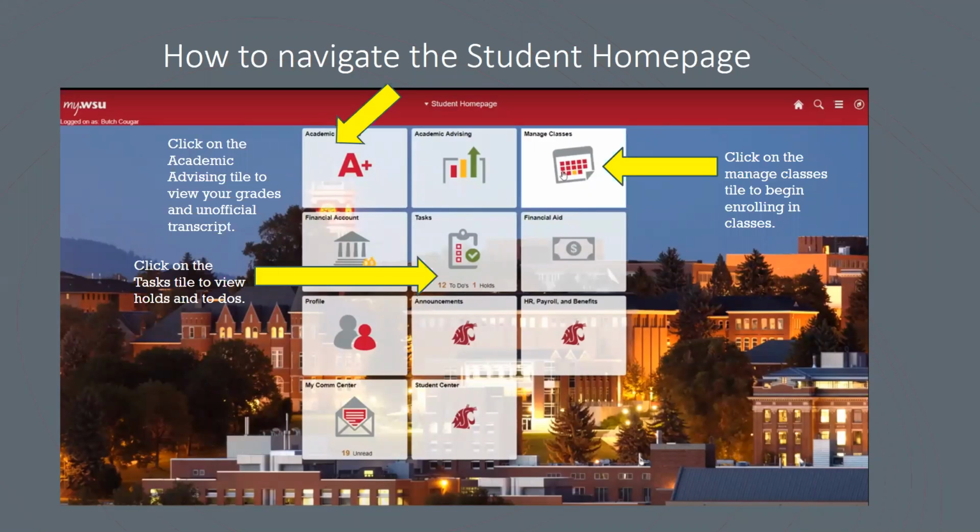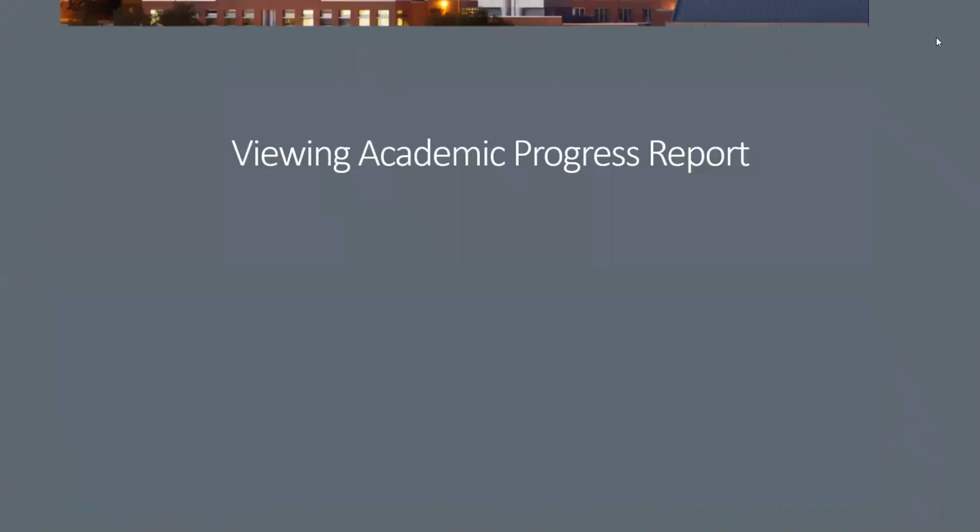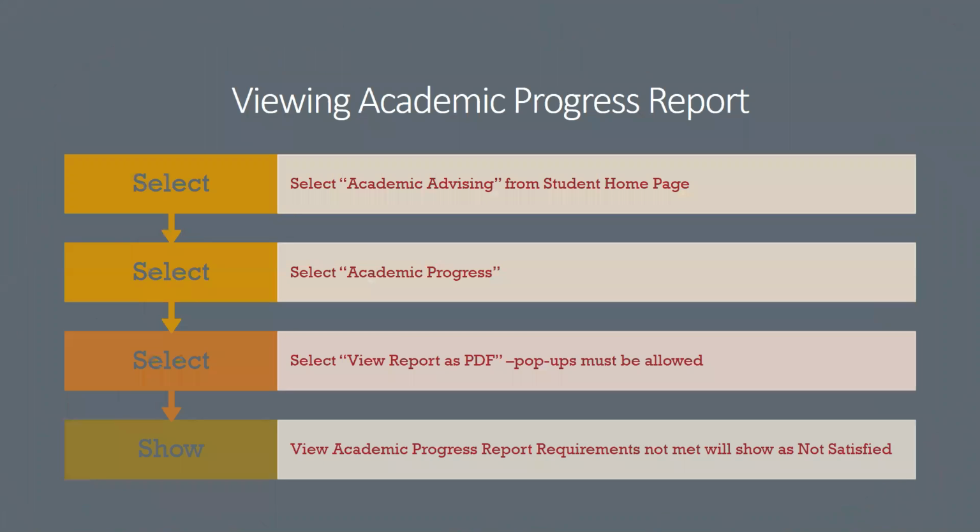Navigating the student homepage, what I'm going to talk about first is how to look at your academic requirements report. That's a pretty important thing for everyone to know how to look at so that you know if you're meeting all of the academic requirements and you're on track for graduation. You can find your academic requirements report here under the academic advising tab. So the steps to view it are academic advising, then select academic progress, view report as a PDF, and then view your academic requirements report, which will show anything that is not met as not satisfied.